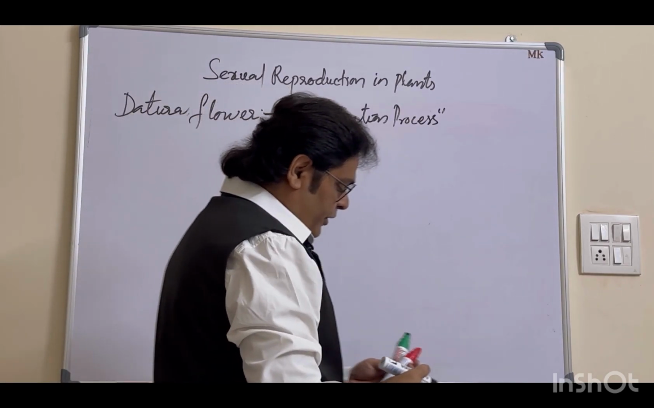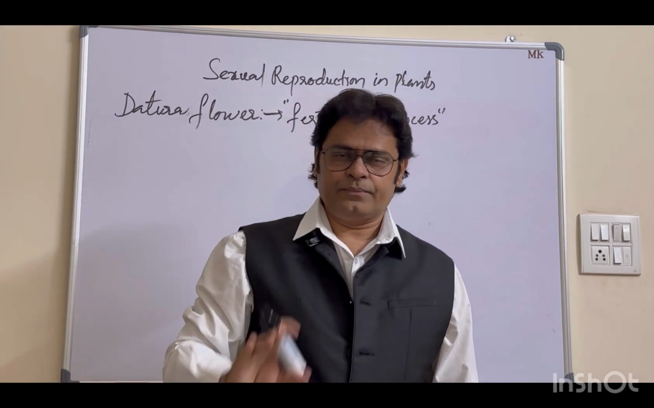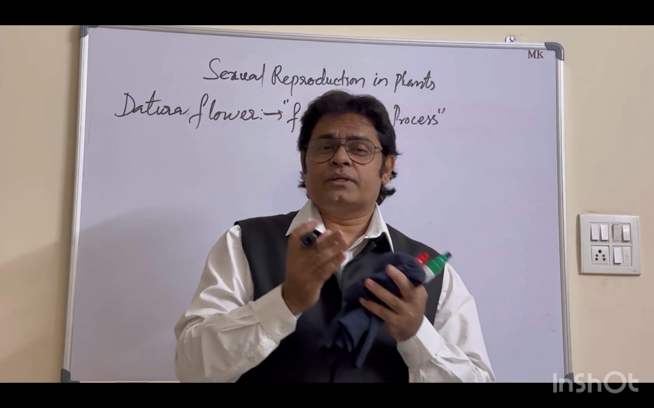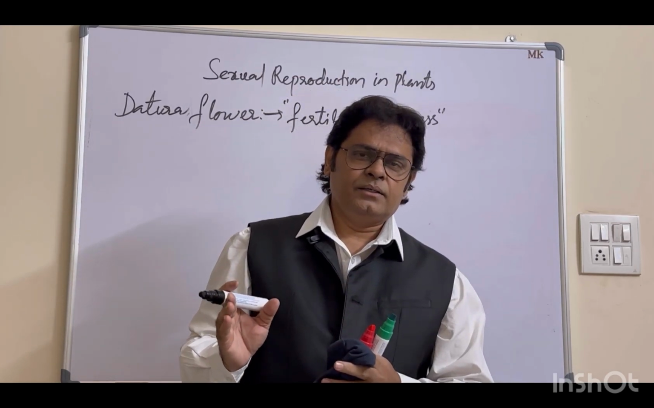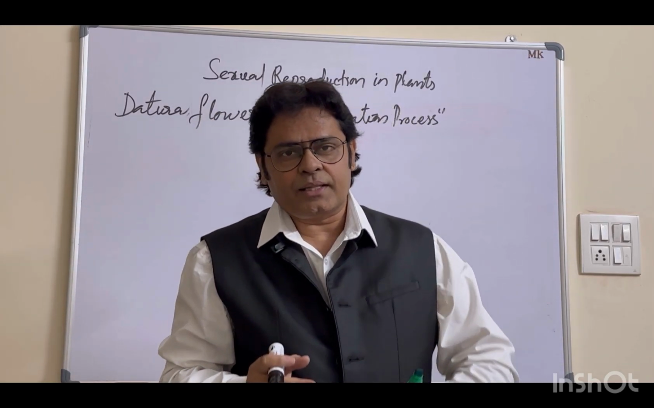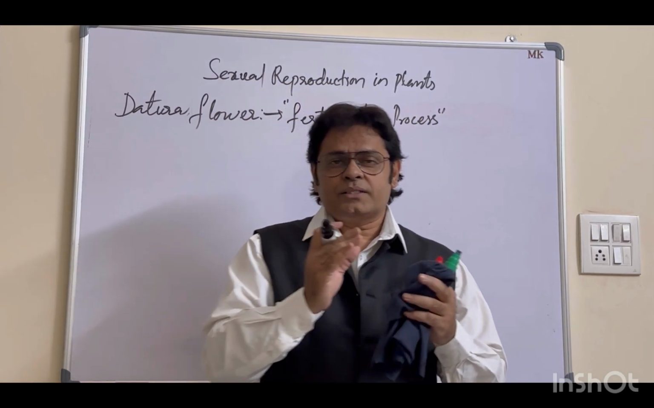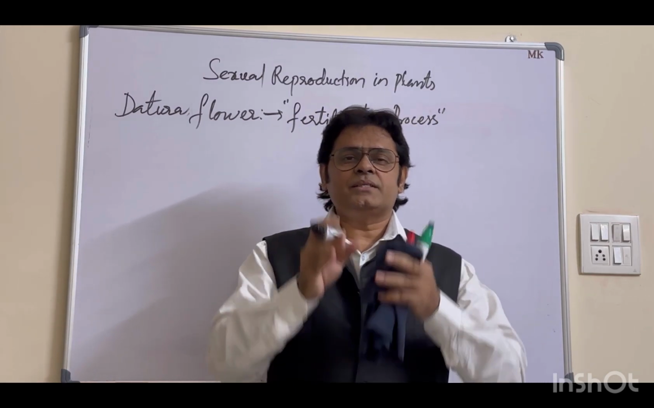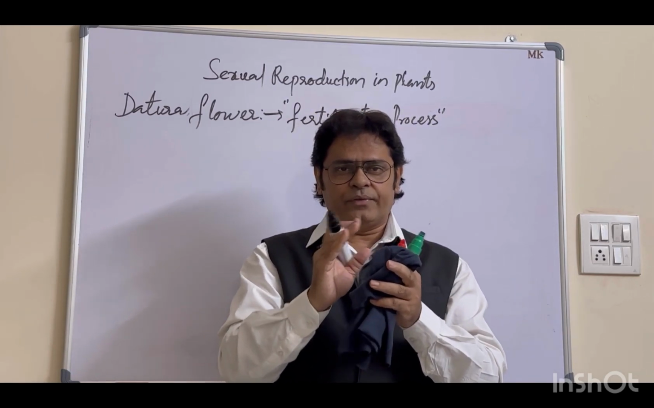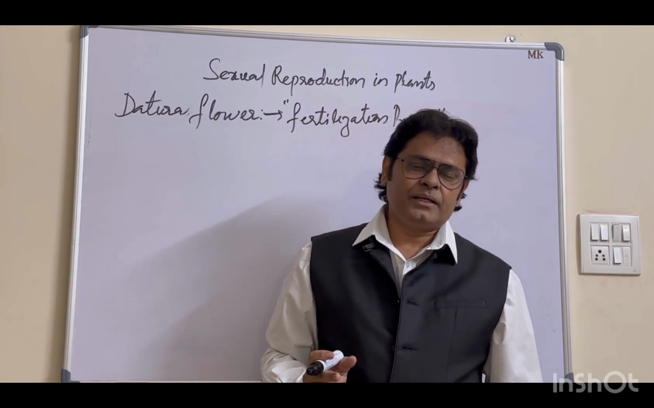Before going deep into the topic, you have to know what fertilization is. Pollination: what is pollination? In lower classes we studied it. Transfer of pollen grain from anther to stigma is called pollination. And we also studied how many types of pollination there are. Two types: self-pollination and cross-pollination. If pollination takes place in the same plant, it is called self-pollination. If it takes place between two plants of the same species, it is called cross-pollination. So this is pollination.